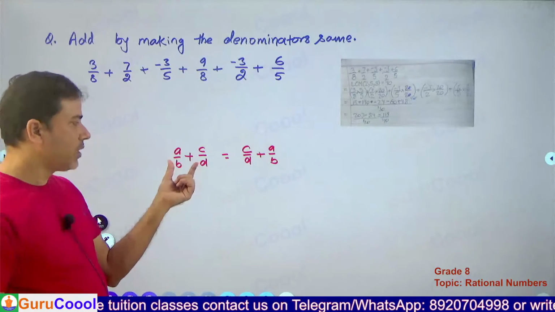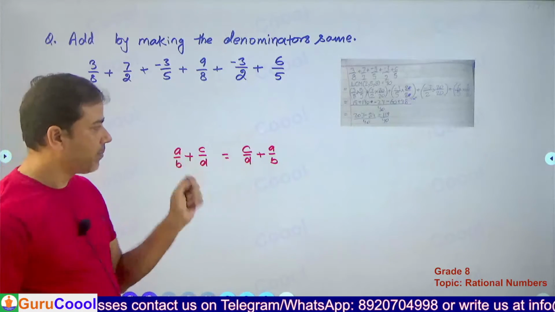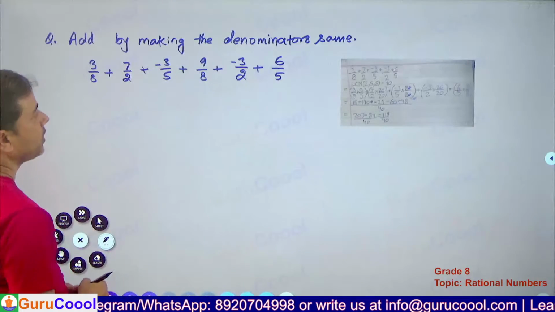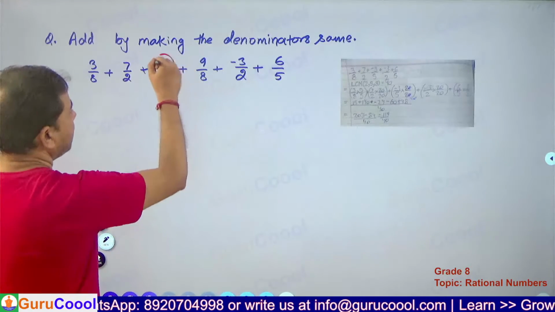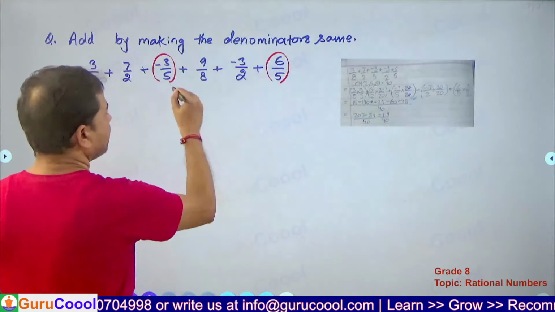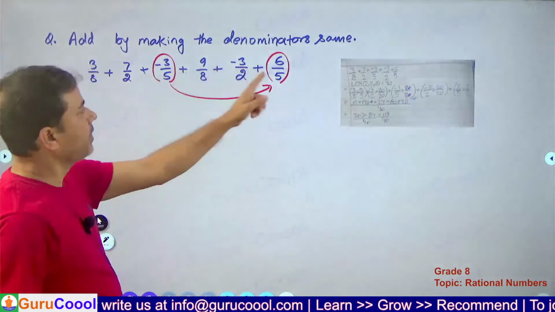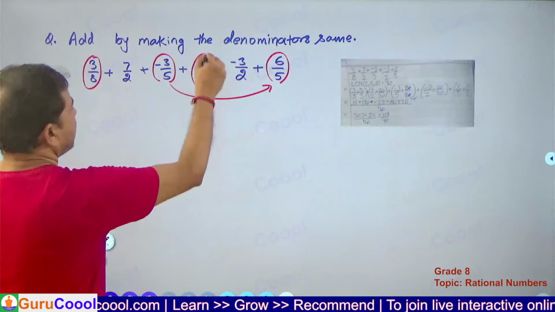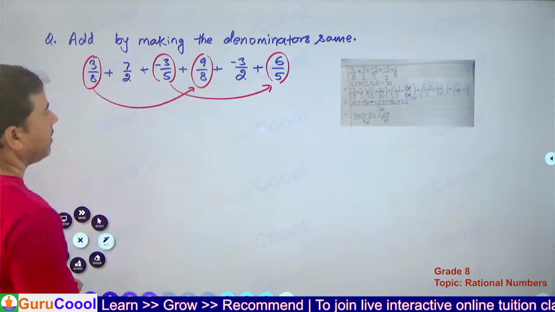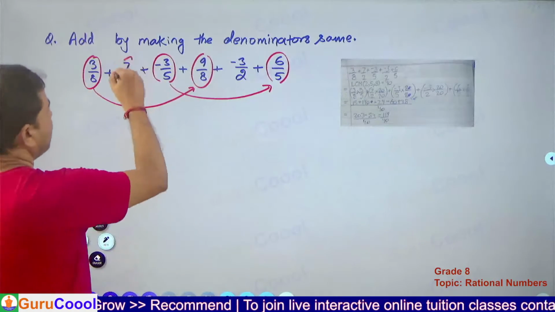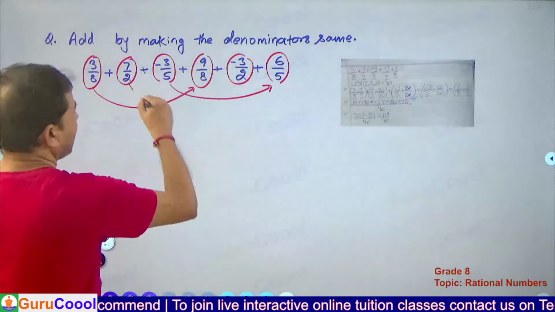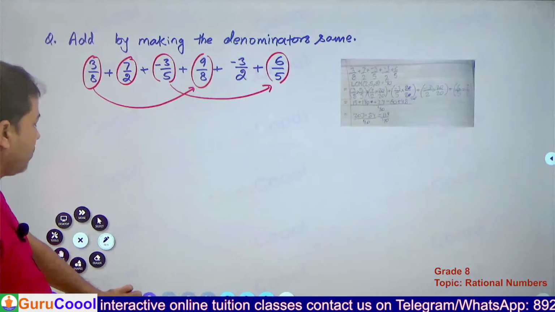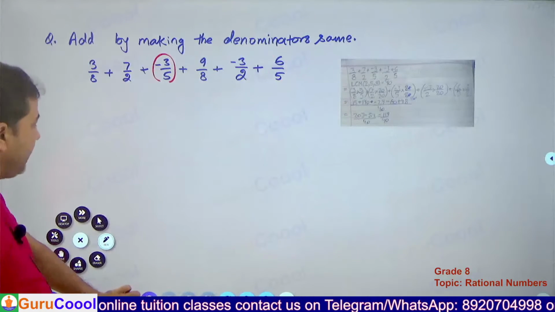So if you have two rational numbers, you can rearrange them by changing the order. So take advantage of the commutative property to have this and this together. They have the same denominators. 3 by 8 and 9 by 8 together because they have the same denominator. Similarly, 7 by 2 minus 3 by 2 together as they have the same denominator. Using the commutative property, you should rearrange them.